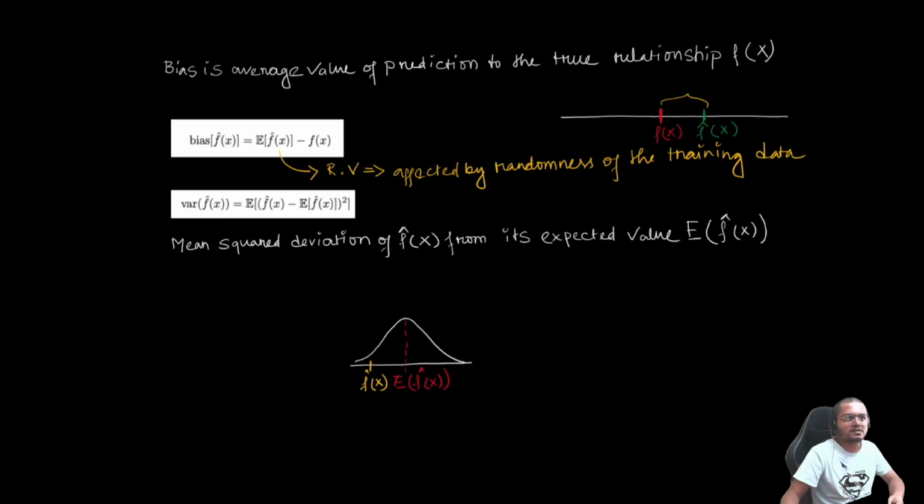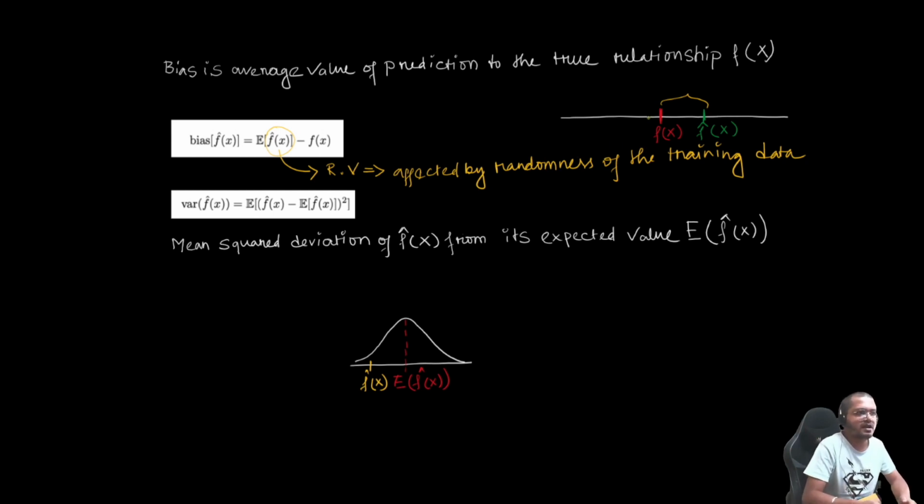So I'll talk about what is bias. Bias is the average value of the prediction relative to the true relationship f(x). The prediction is f hat x, and we take the expectation, the average of that. Why am I saying the average value of the prediction? Because f hat x is a random variable in this case, and it is affected by the randomness of the training data.